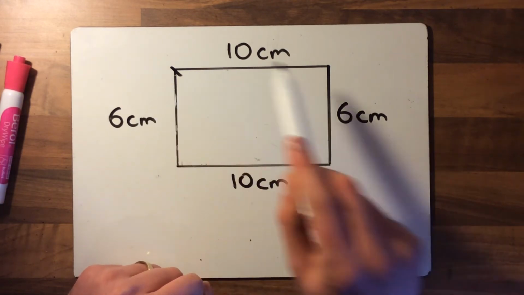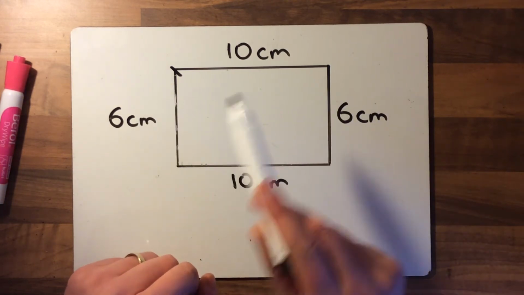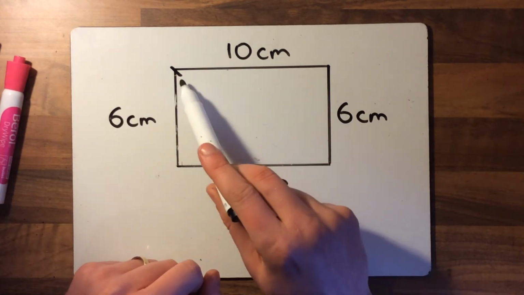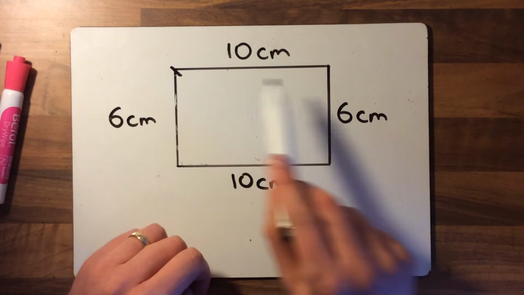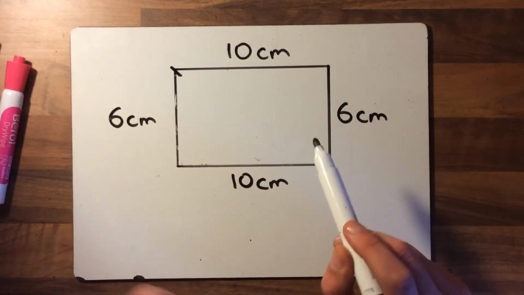Now it's quite easy with a rectangle like this when there's just 4. When you do some shapes that have got more edges, this technique can actually be really, really useful, so you don't add an edge twice.